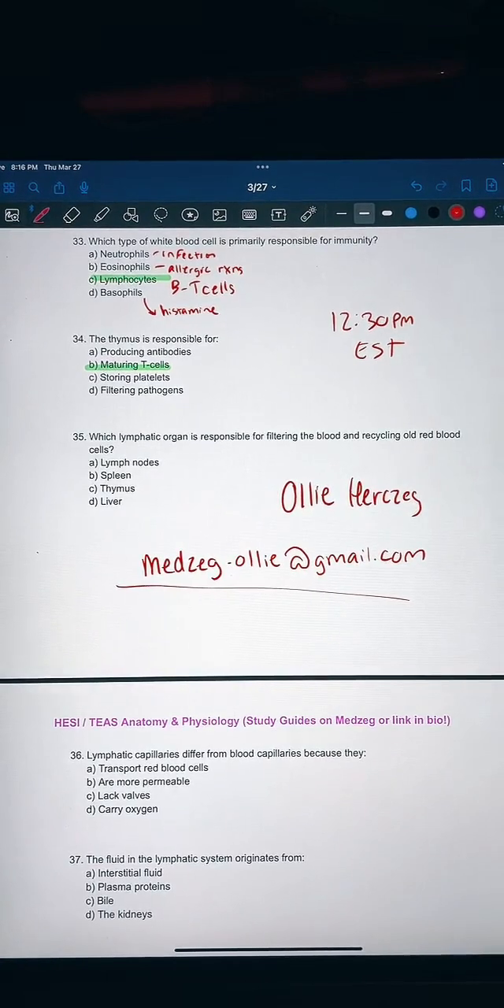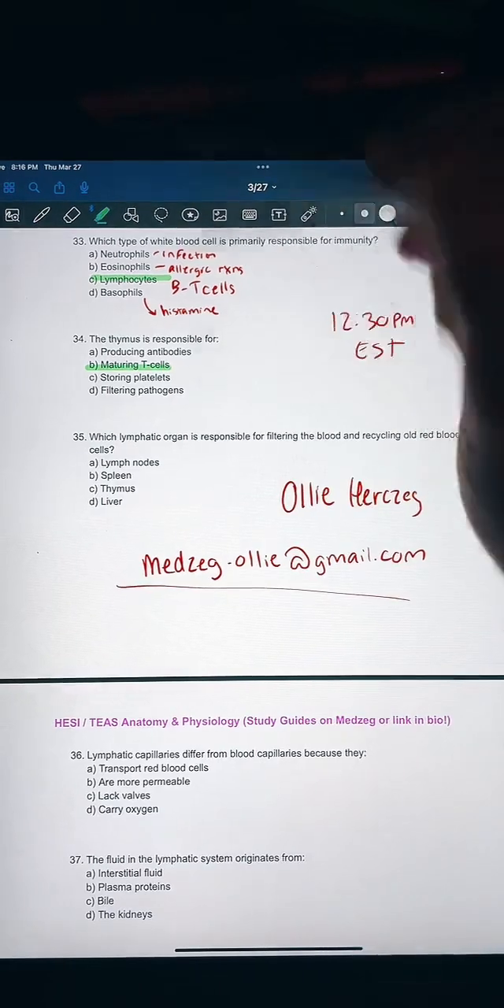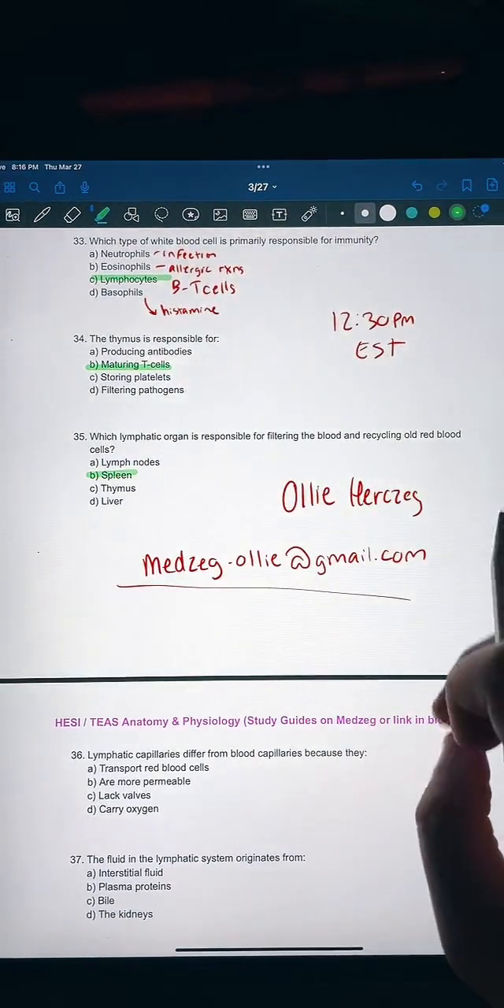Number 35, which lymphatic organ is responsible for filtering the blood and recycling old red blood cells? That is B, the spleen.